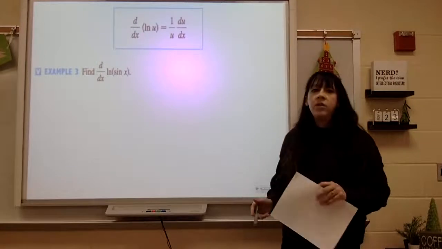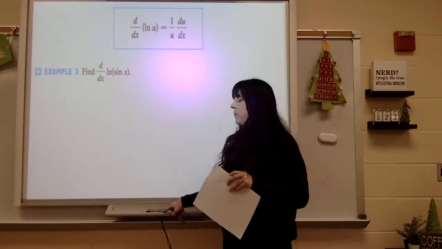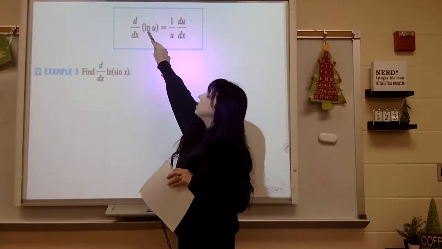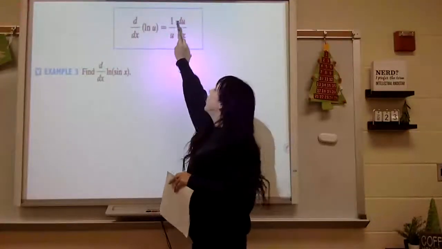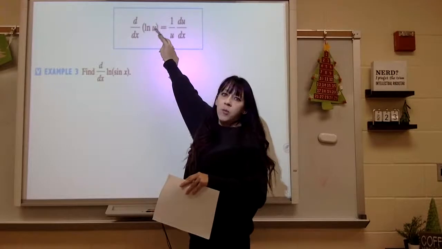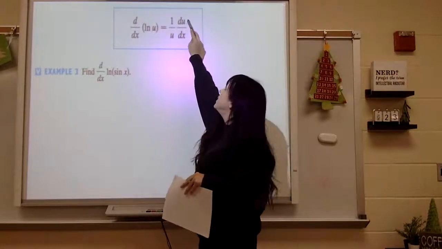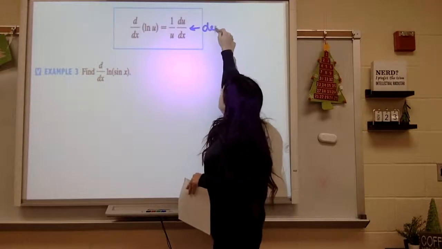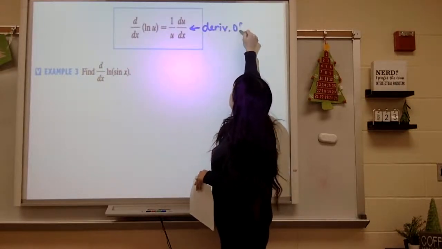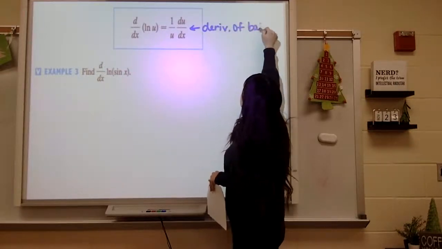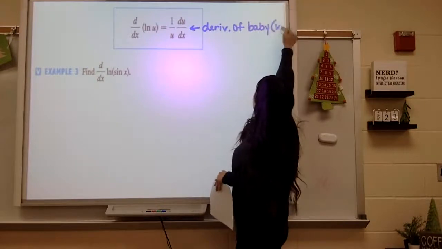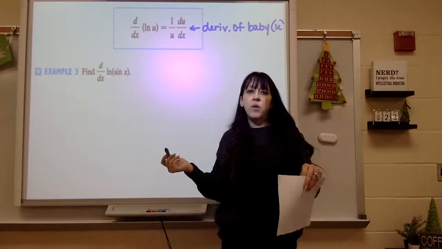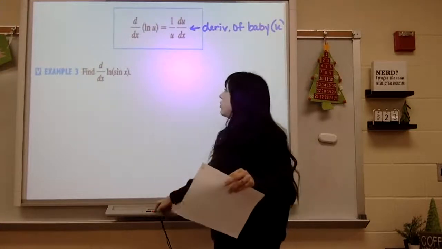Here's another way that you can describe a mama-baby derivative. This is basically just saying, what's the derivative of ln u? Well, it's 1 over u, meaning 1 over whatever the baby is, times du dx. That just means the derivative of the baby, or in this case, the baby is called u. Just another way to write a derivative formula. I just wanted to show you what that could look like.